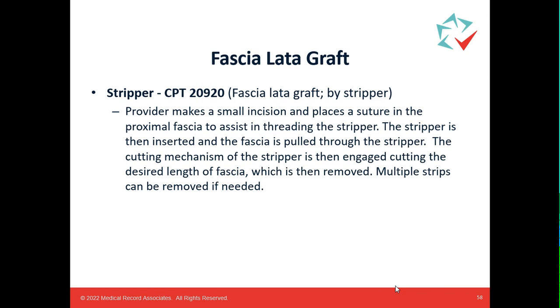We have two codes for fascia lata grafts, stripper and then a complex incisional. So for our first code here is the stripper method, CPT 20920, fascia lata graft by stripper. In your documentation, you may see something similar to this. Provider makes a small incision and places a suture in the proximal fascia to assist in threading the stripper. The stripper is then inserted and the fascia is pulled through the stripper. The cutting mechanism of the stripper is then engaged, cutting the desired length of fascia, which is then removed. And your provider can remove one strip, he can do multiple strips, whatever is needed.